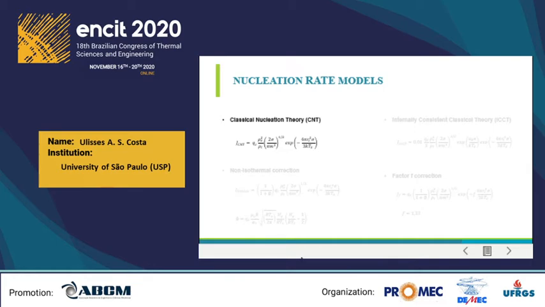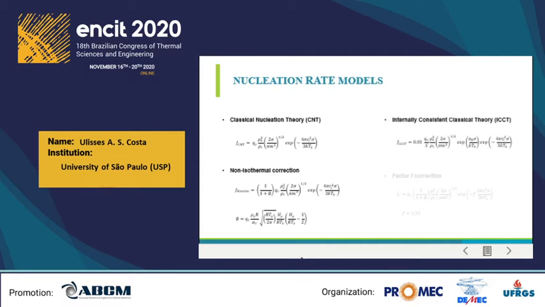The first theory of condensation phenomena is the classical nucleation theory, CNT. It assumes that the liquid droplets are all spherical and that the vapor phase and liquid phase have the same temperature. Although the CNT was able to predict the occurrence of condensation, it failed to predict it accurately. Therefore, several corrections have been proposed to this theory. One of the corrections proposed to the CNT is the non-isothermal correction. This proposal drops the assumption that the vapor and liquid phase have the same temperature.